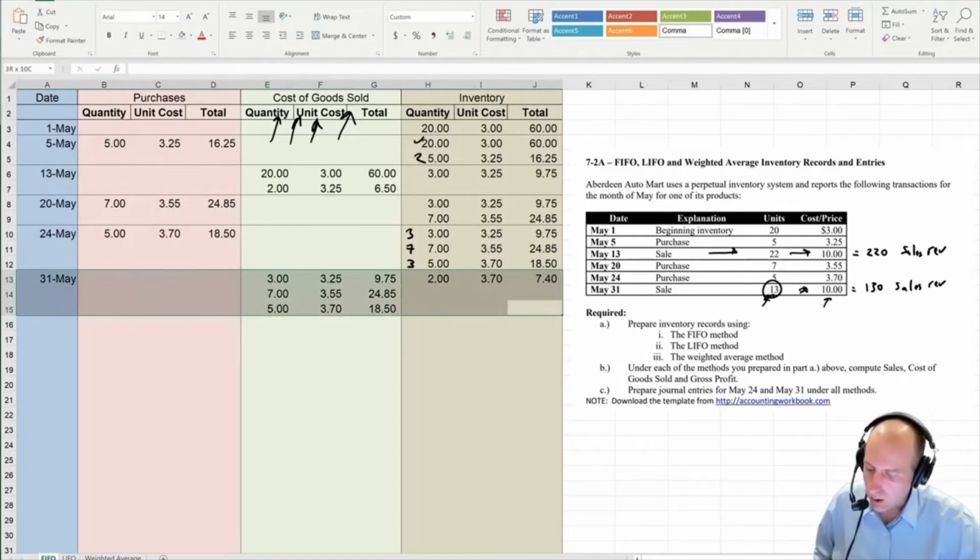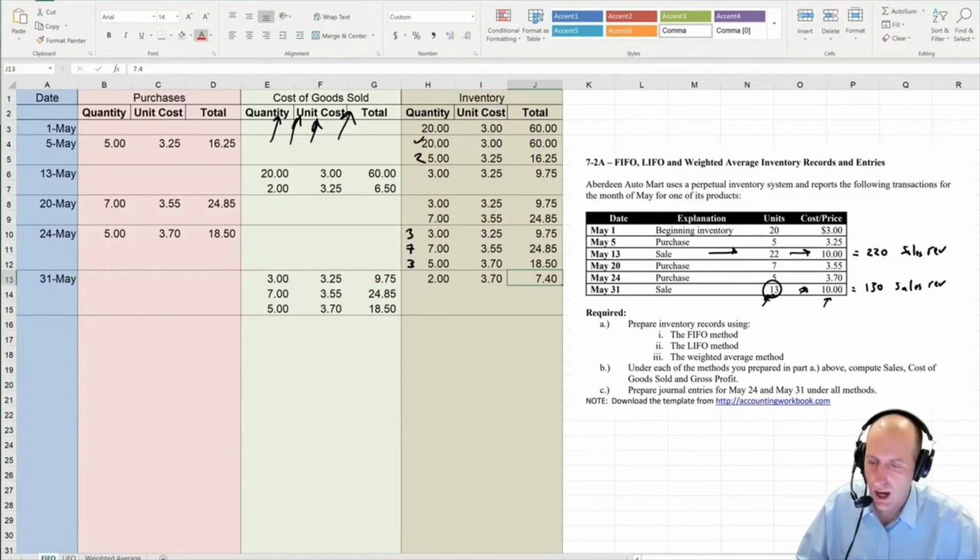And there we have it. We have completed our inventory record. Let's put a line under this. Now, it wasn't asked for, but this is kind of an important number.